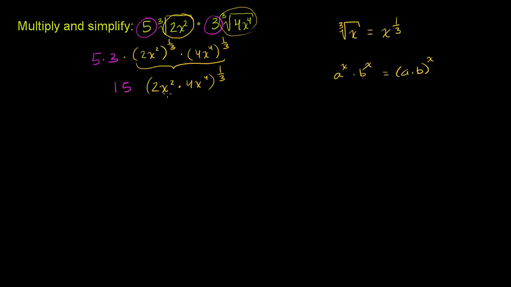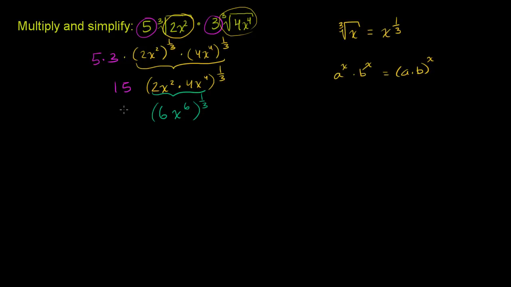And if we simplify what's in the expression right over here, once again, it's commutative, so we can swap the order, and it's associative, so we can swap the grouping. How we group them doesn't matter, because it's all multiplication here. This is 2 times 4, which is 6, times x squared times x to the fourth. x squared times x to the fourth is x to the 6th power. And it's all of that to the 1/3 power.